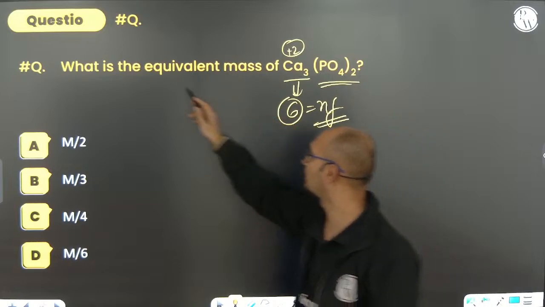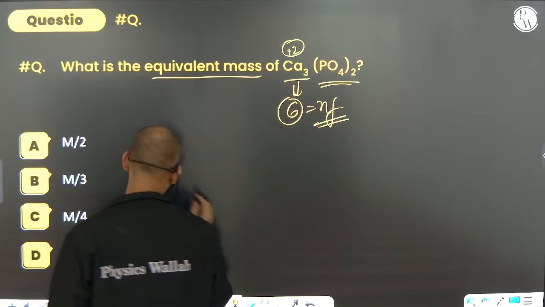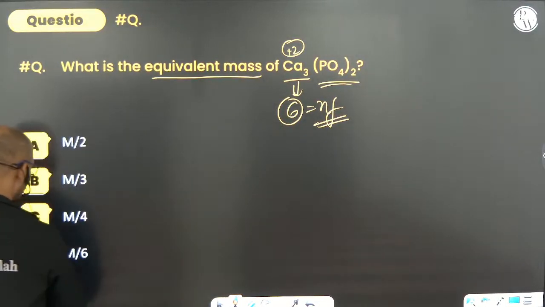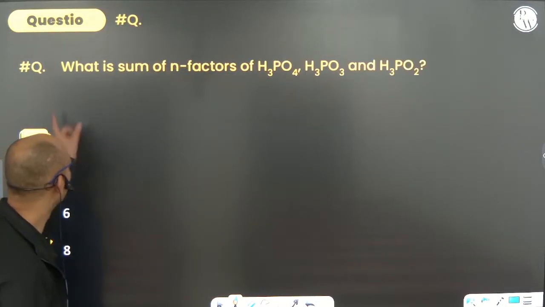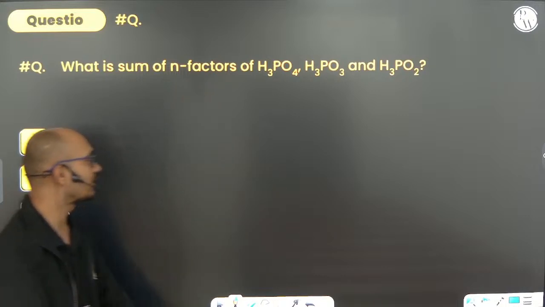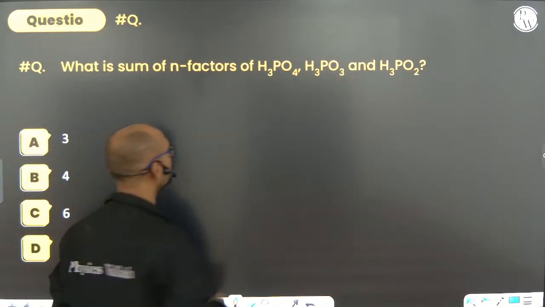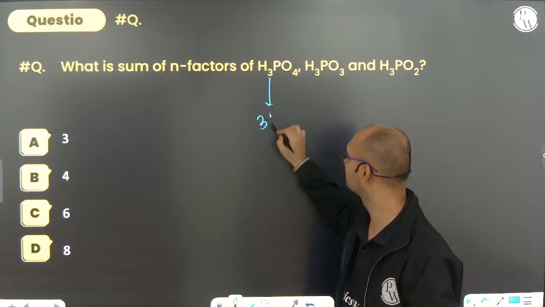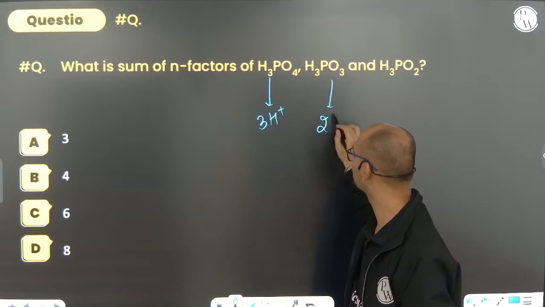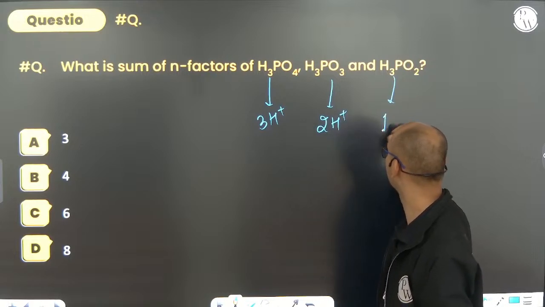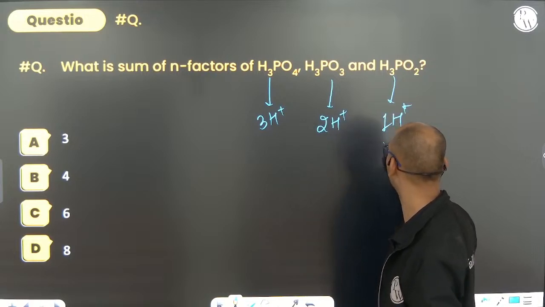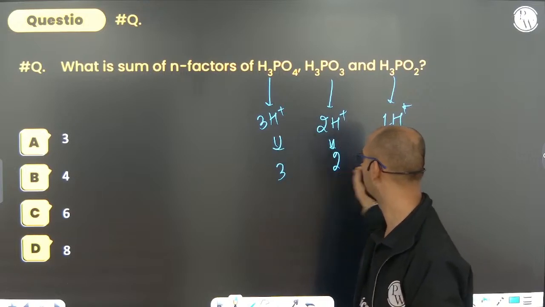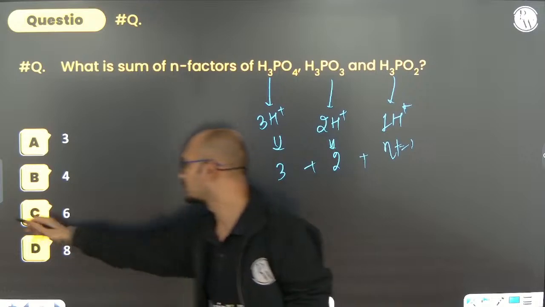So what is it asking for? Equivalent mass. Equivalent mass equals molar mass by n factor. What is the n factor here? 6. So M by 6 is the correct option. That is D. Next, what is the sum of the n factors of H3PO4, H3PO3 and H3PO2? Always remember, because of the number of hydrogens it can give, 3H plus, 2H plus, 1H plus, the n factor comes out to be 1 for one, 2 for another, 3 for the other. 3 plus 2 plus 1 is going to be 6. How is it coming?